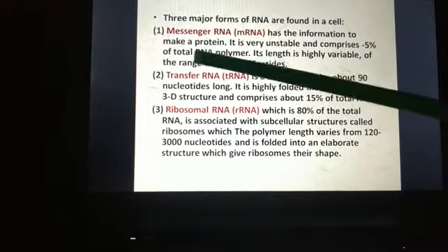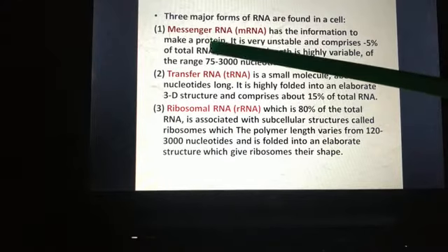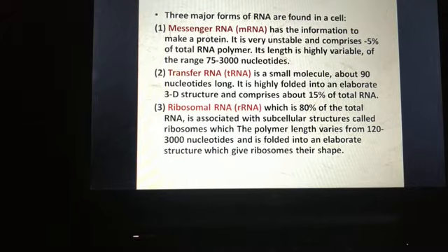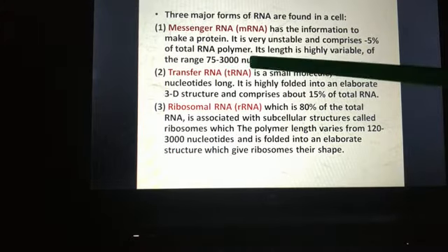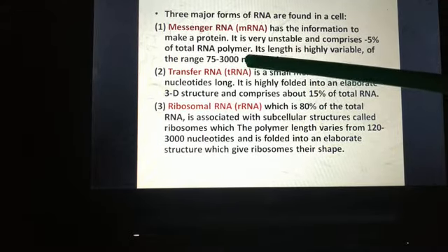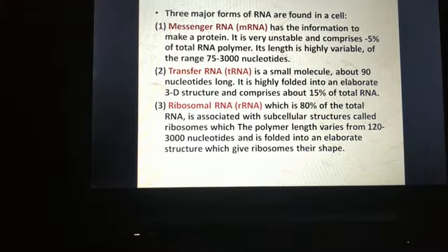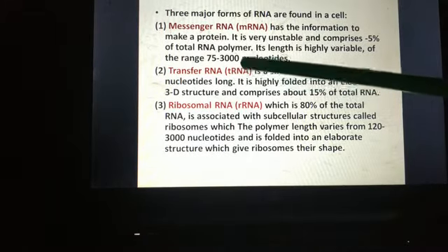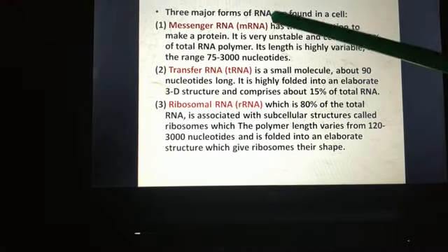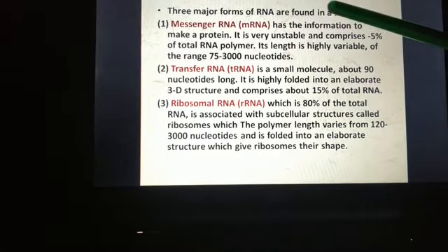So the genetic information is carried by this messenger RNA. It is very unstable and comprises 5% of the total RNA. Its length is highly variable, in the range of 75 to 3000 nucleotides. And remember students, DNA is double stranded and RNA is single stranded, that is, it will contain only a single strand. DNA will contain a double strand.